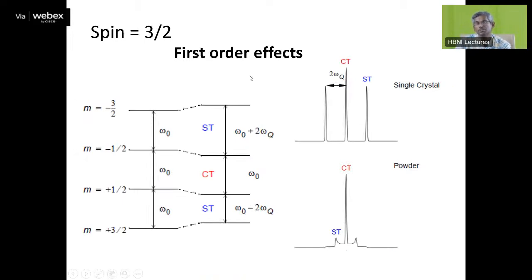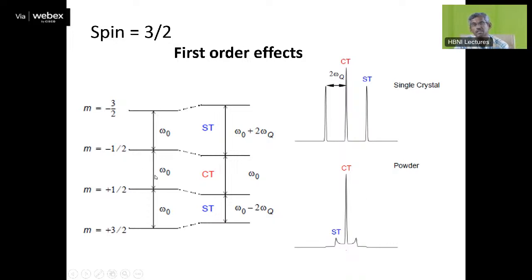Another effect: for example, B11 is spin 3 by 2. So we have plus 3 by 2, plus half, minus half, and minus 3 by 2. The 2I plus 1 levels split, so we have 4 levels possible, and transitions are possible in this way. In principle, for a single crystal we should get this, and for a powder pattern we should get like this.